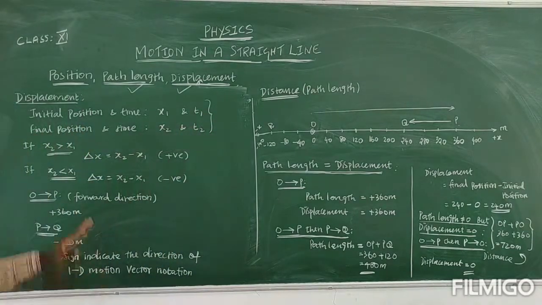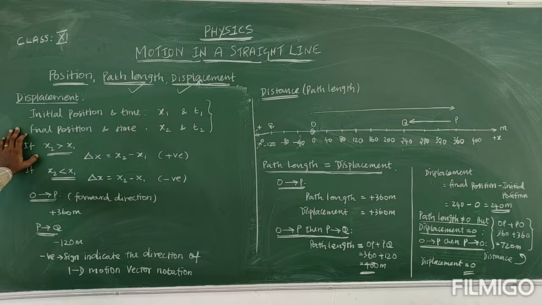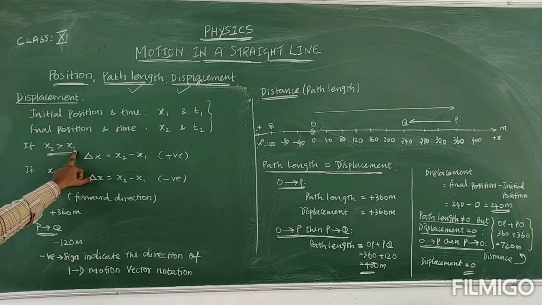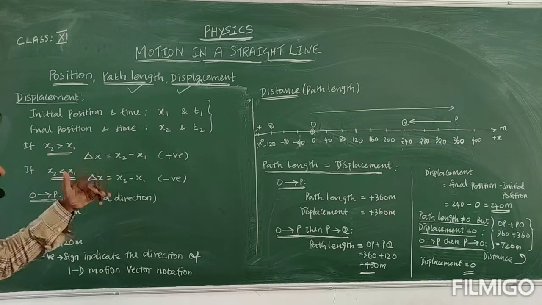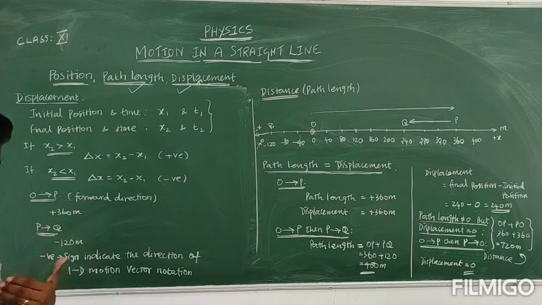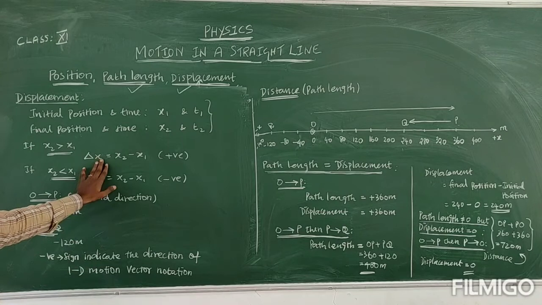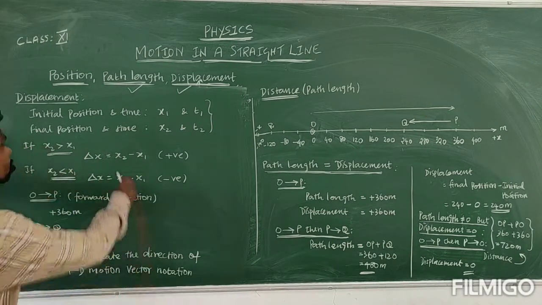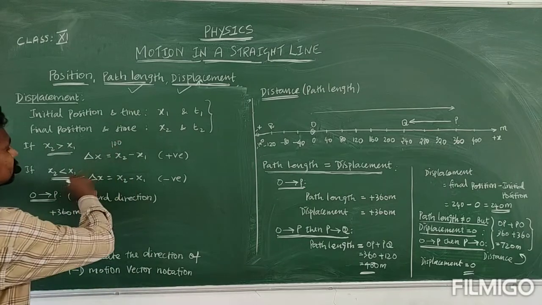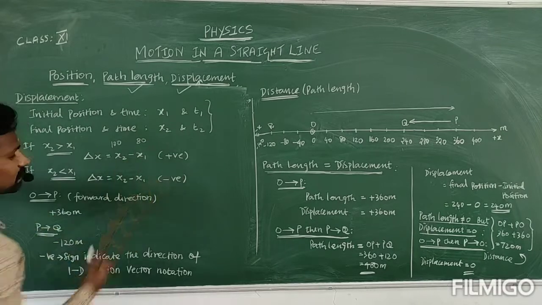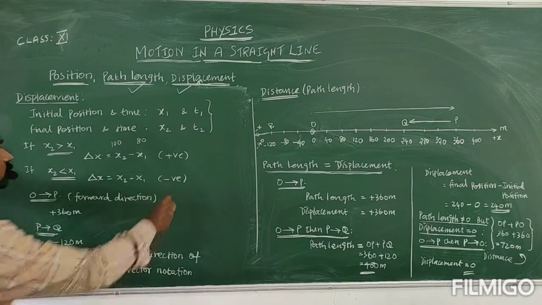Suppose x2 is greater than x1. I mean the final position is greater than the initial position. So what about the change in position? I can write the change in position as x2 minus x1. This gives a higher value. For example, x2 is 100 and x1 is 80, so automatically we get plus 20. So it should be a positive value.